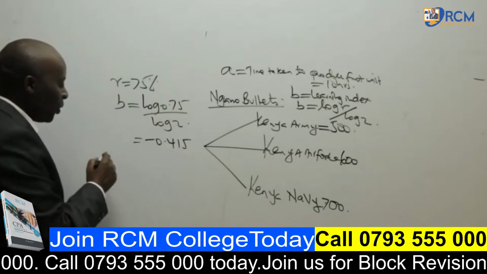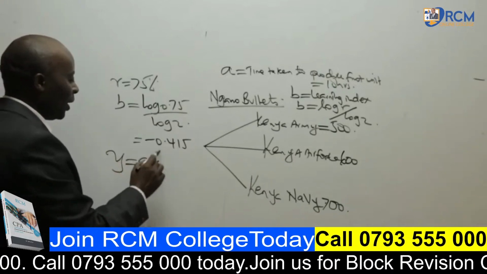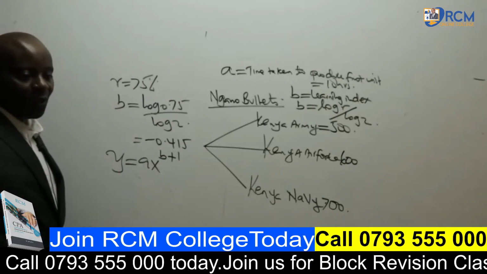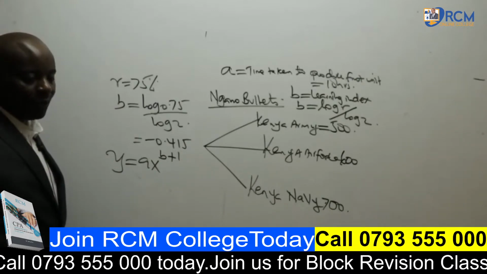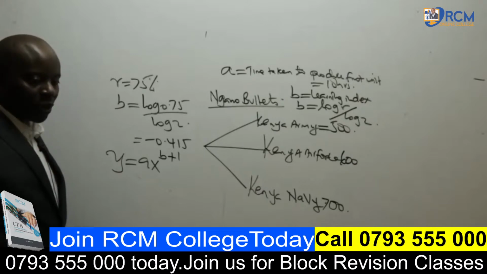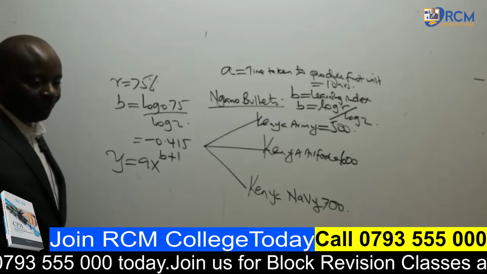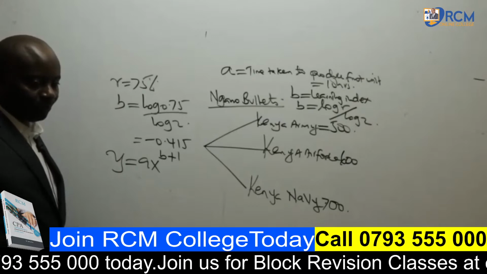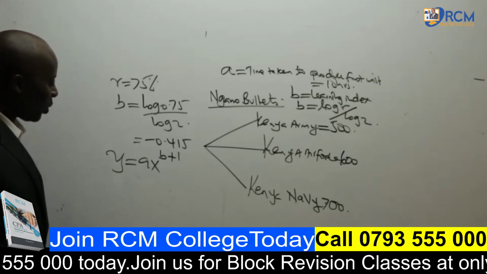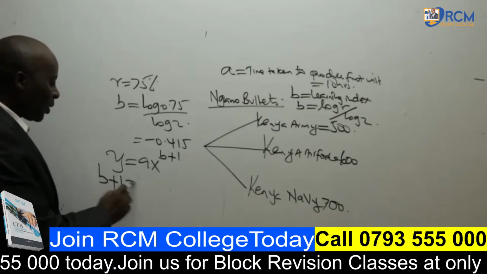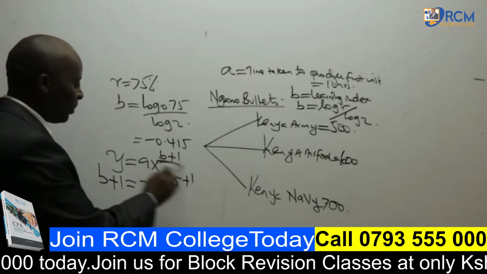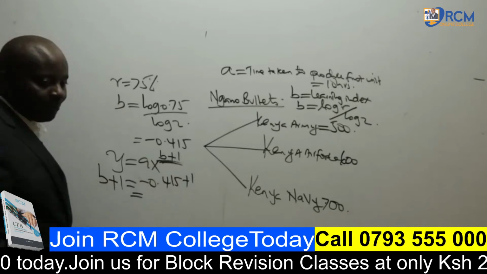So remember the equation is y equals ax raised to power b plus 1. This is the total time learning equation. If you remember, the learning curve equation is y equals ax raised to power b plus 1. So straight away, give me b plus 1. This will be minus 0.415 plus 1. Give me the power. 0.58.